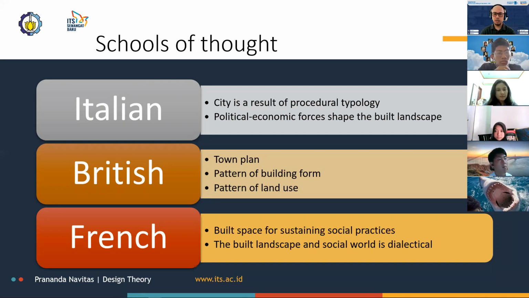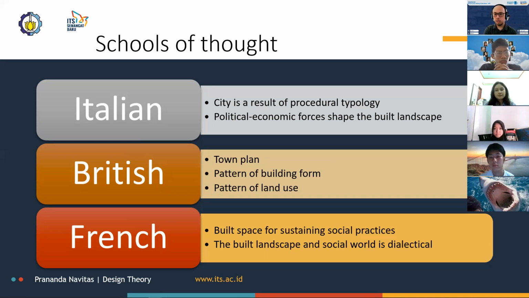There are three major schools of thought that underlie urban morphology as an academic discipline. The Italian, the British, and the French. The Italian school of thought argues that a city is a result of procedural typology.